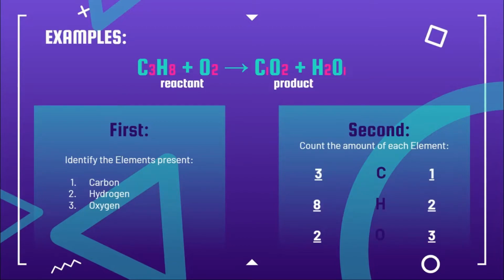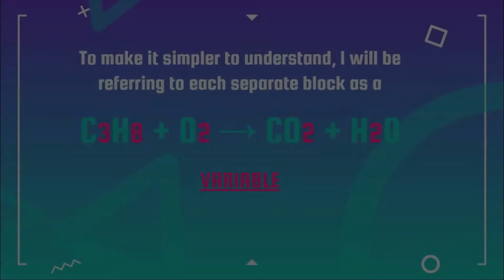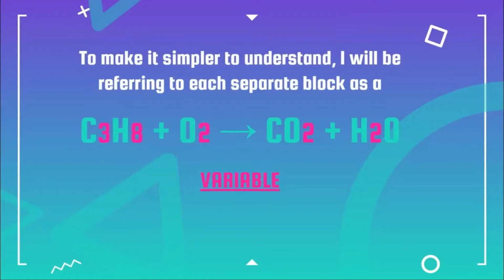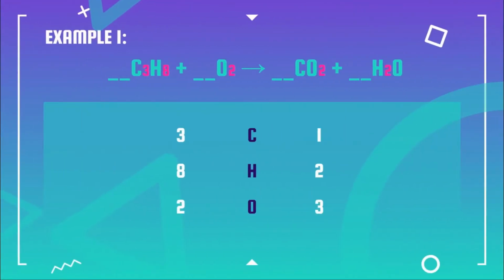Our goal here is to make the number of elements in the reactant and product equal. In order to do this, we must tweak the number of molecules. To make it simpler to understand, I will refer to each block of elements and their coefficients as a variable. Each block separated by a plus sign will be referred to as a variable. So as it stands, we only have one of each variable present. A blank space is also considered as one. We need to change the amount of one variable to change the amount of elements within that variable.